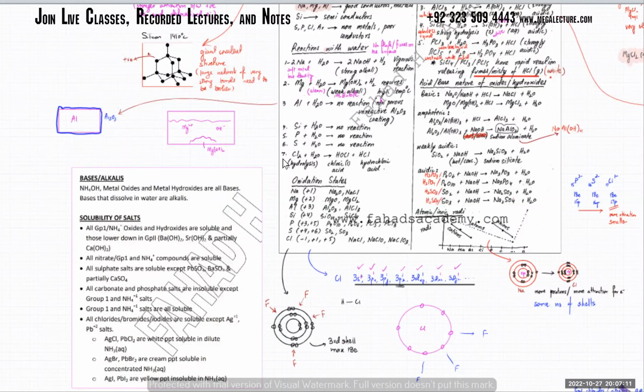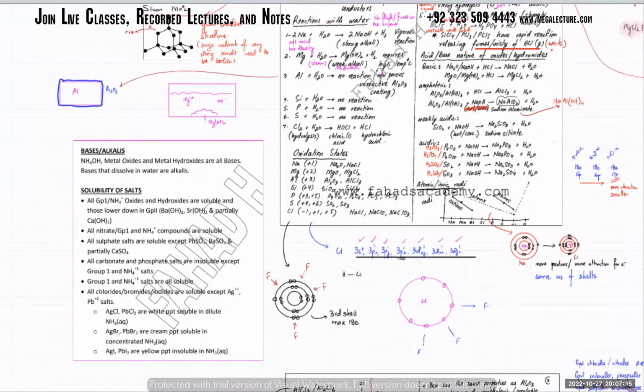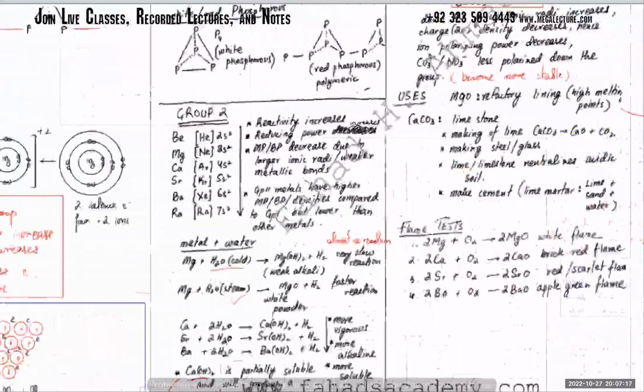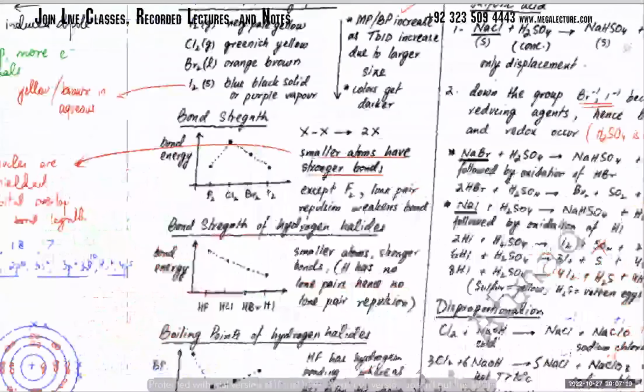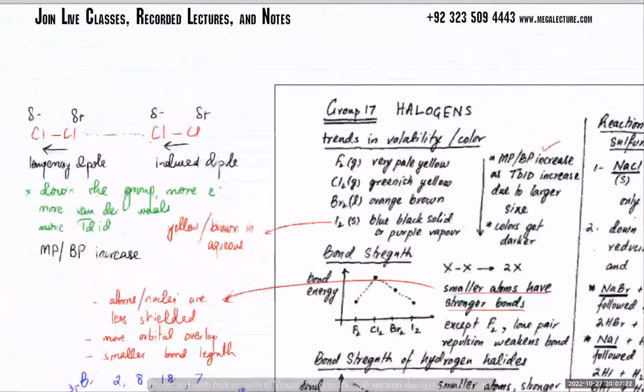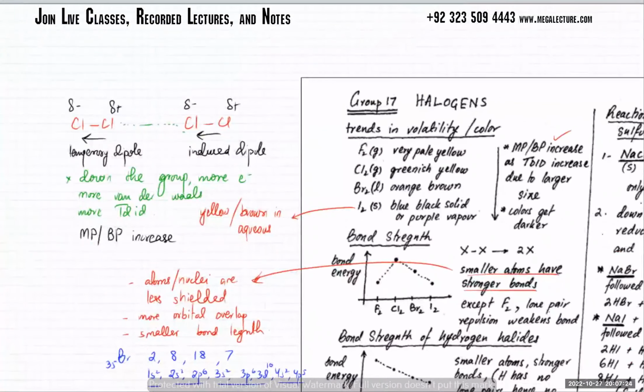So now group 17, right? So group 17, group 2, we did group 2. So this is all group 17. So first thing, you got to remember the colors. The colors are that fluorine is a very pale yellow gas. Chlorine is a greenish yellow gas.